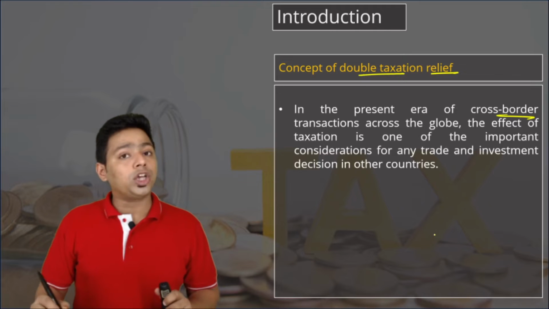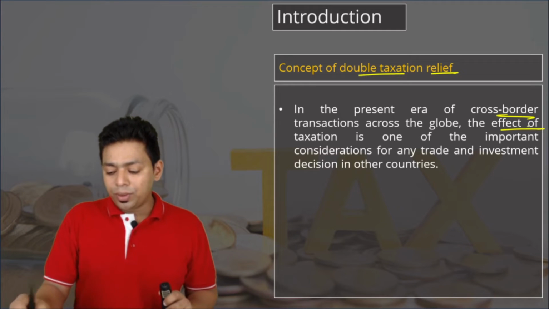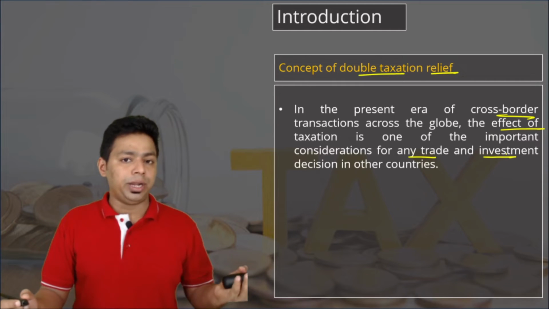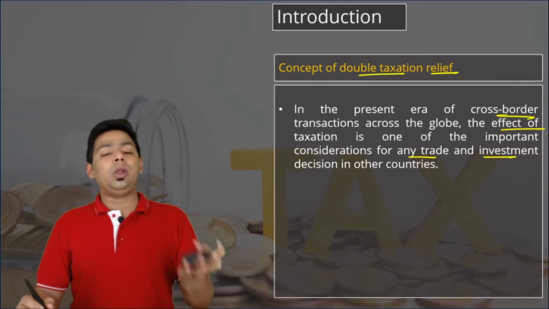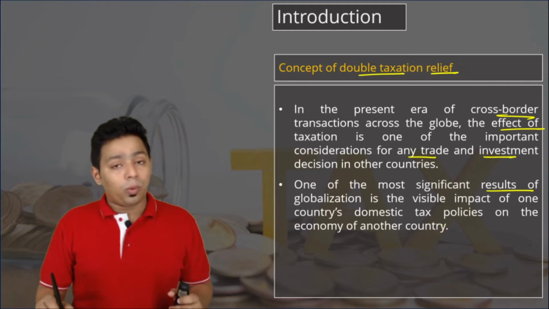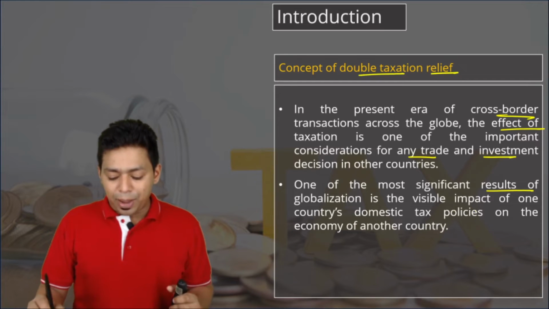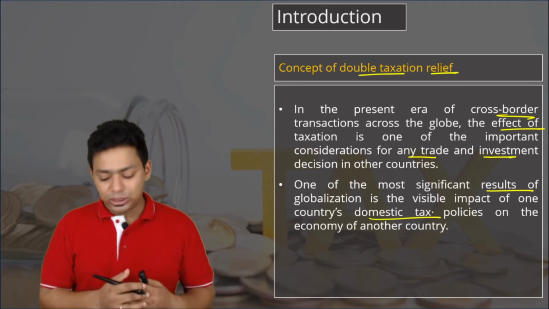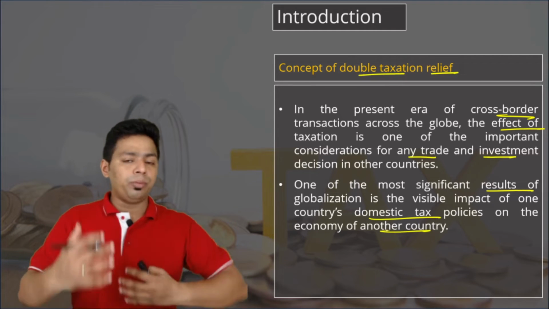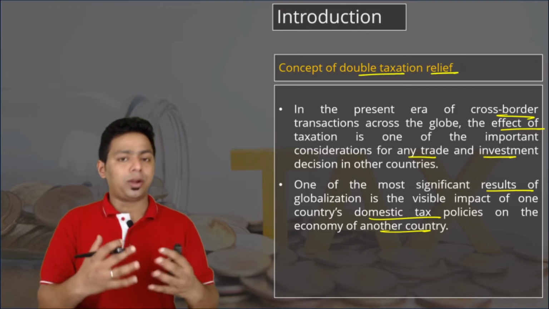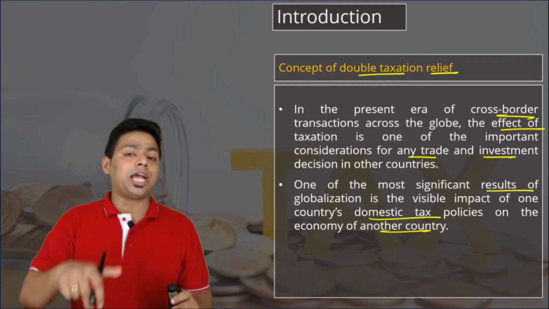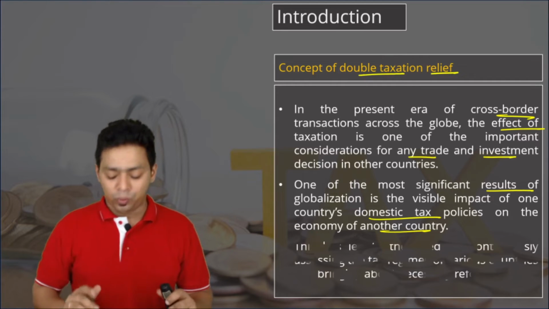In the present era of cross-border transactions across the globe, the effect of taxation is one of the important considerations for any trade or investment decision. So before investing, you have to look at the taxation structure of the nation. One of the most significant results of globalization is the visible impact of countries' domestic tax policies on the economy of another country. Obviously, the moment you change your tax policies, it also impacts globally, not only the domestic market. So any change in domestic tax policies will have global impact from now onwards.